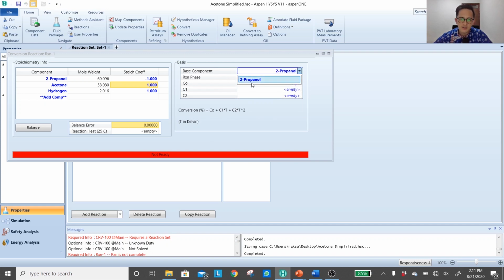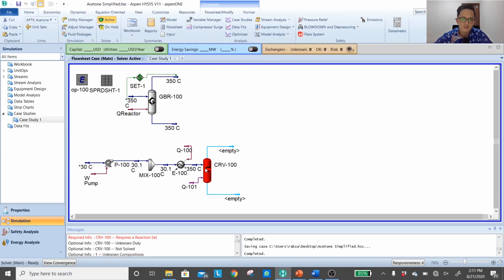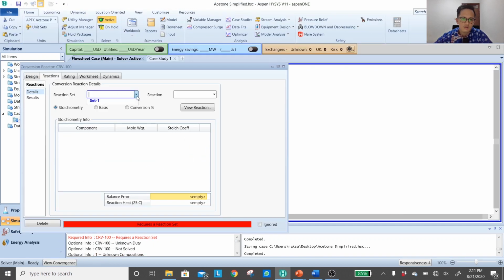The only reactant is propanol, so of course the base component would be propanol, and the conversion I'll put 90% based on our sensitivity analysis. It has to be slightly lower, 97% at this selected operating condition. Scale, attach to fluid package, save, go back to simulation, double click.